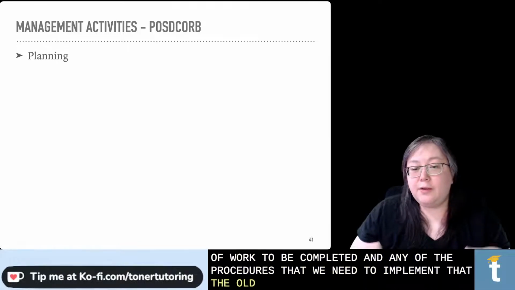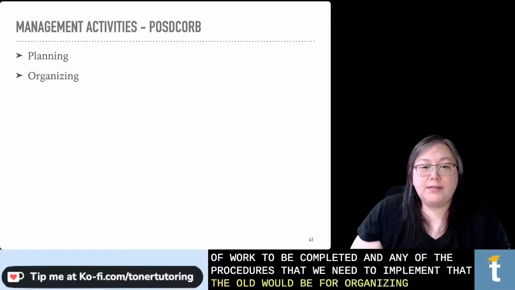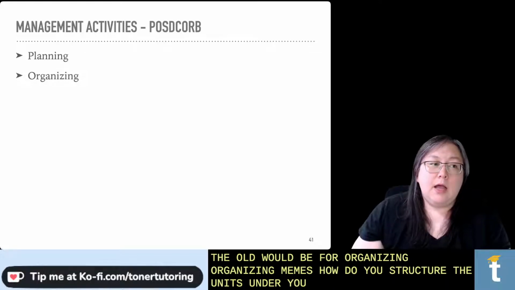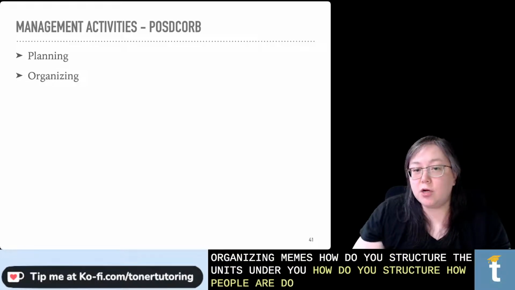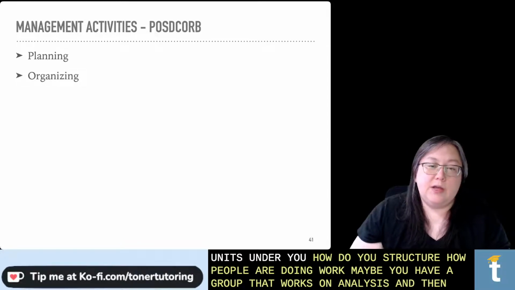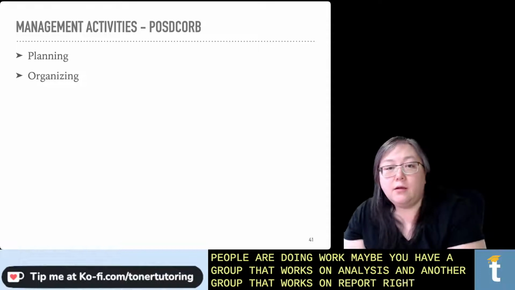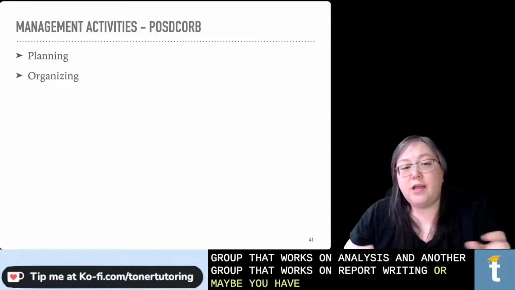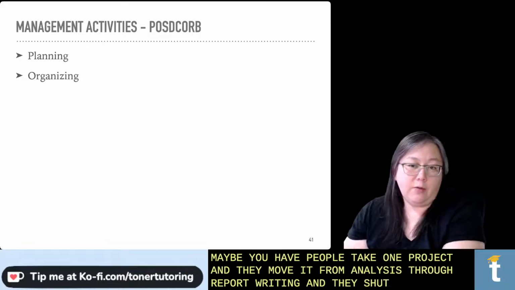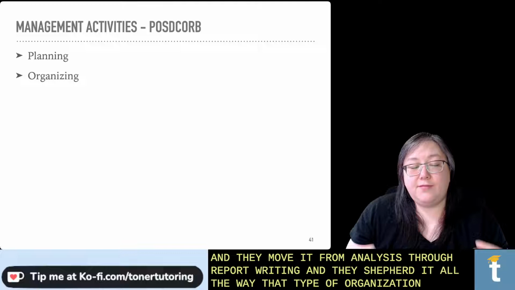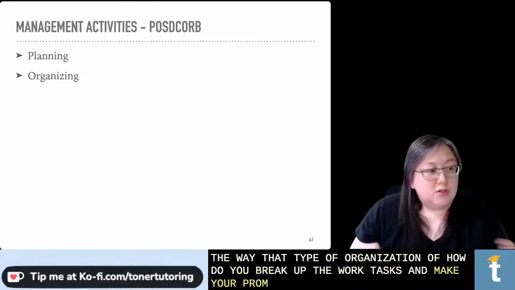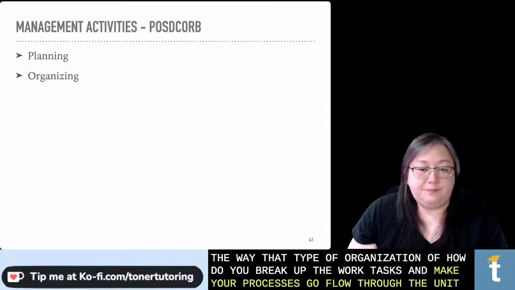The O would be for organizing. Organizing means, how do you structure the units under you? How do you structure how people are doing work? Maybe you have a group that works on analysis and another group that works on report writing. Or maybe you have people take one project and they move it from analysis through report writing and they shepherd it all the way. That type of organization of how do you break up the work tasks and make your processes flow through the unit.